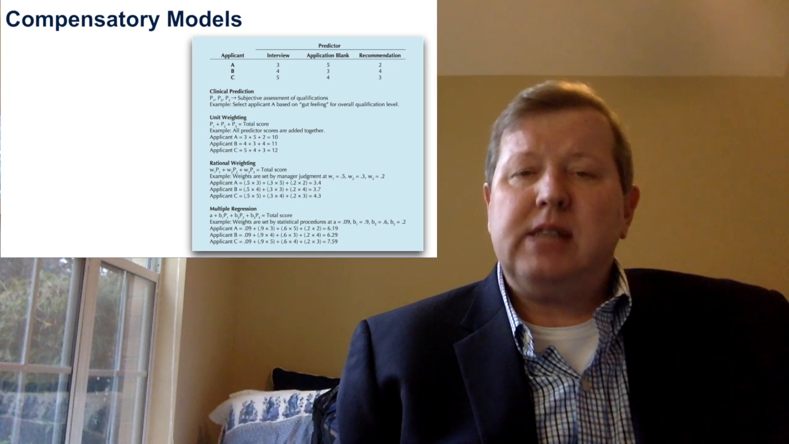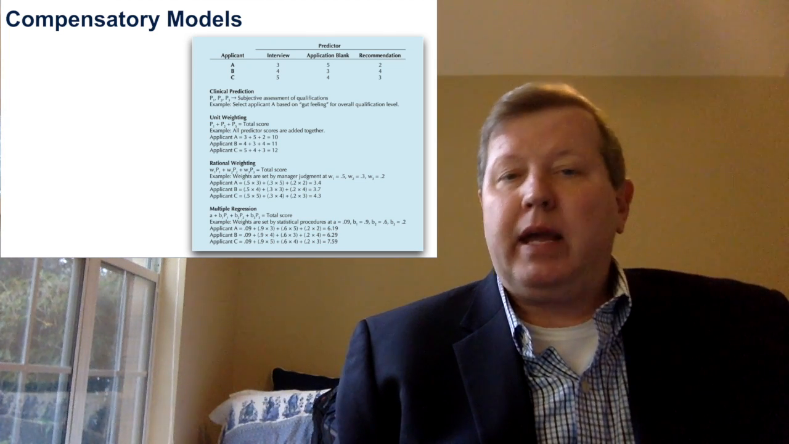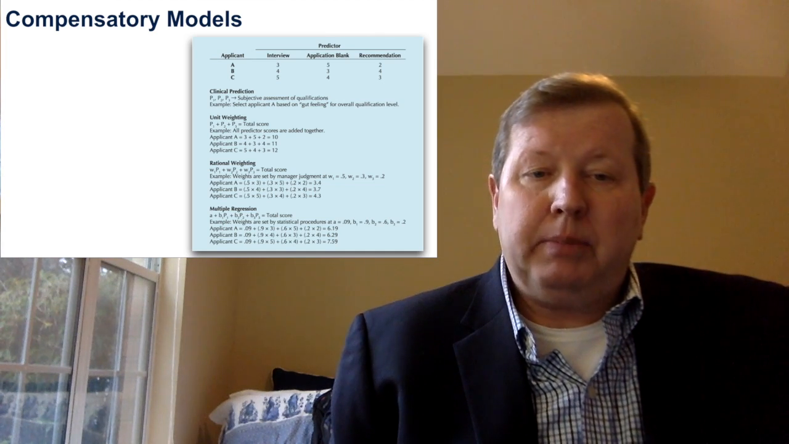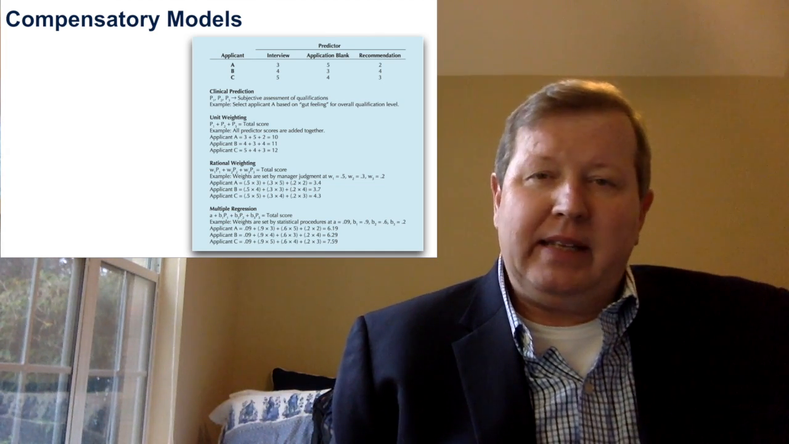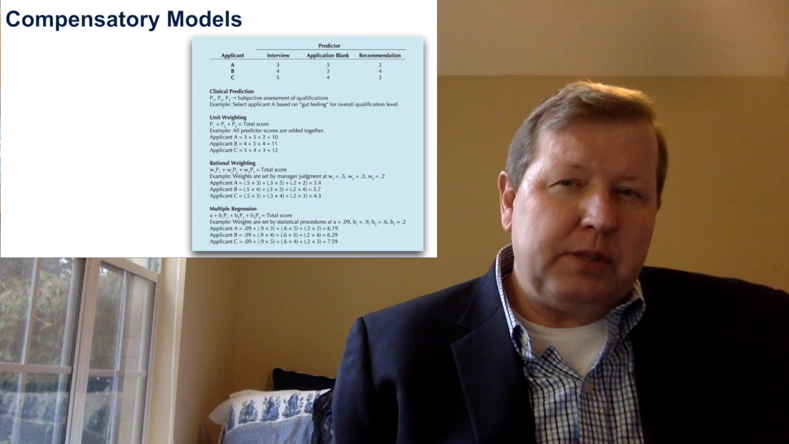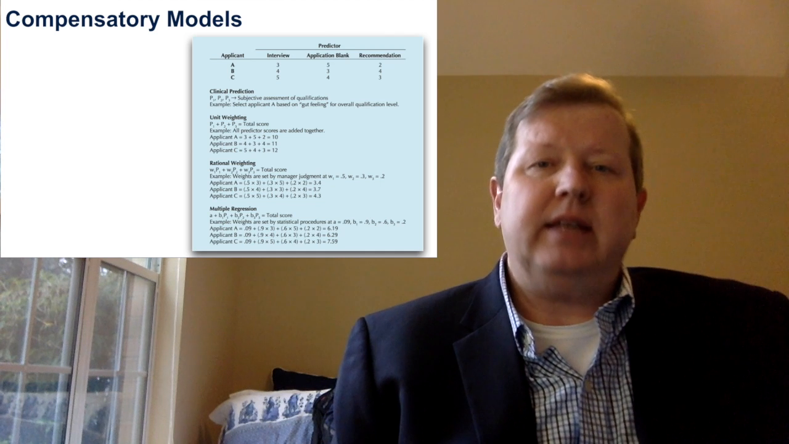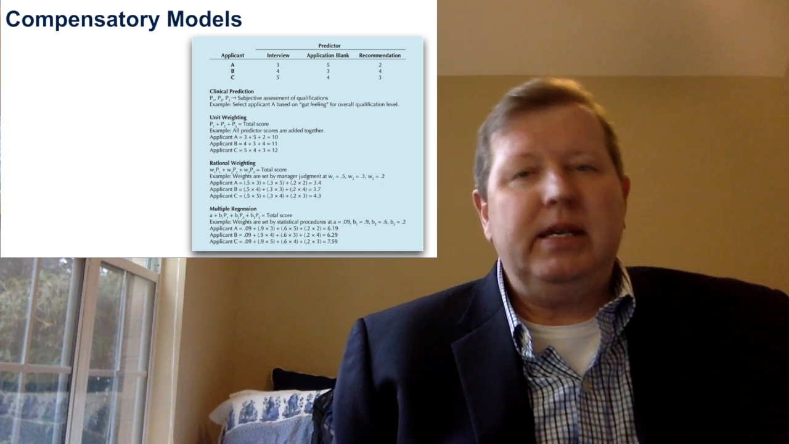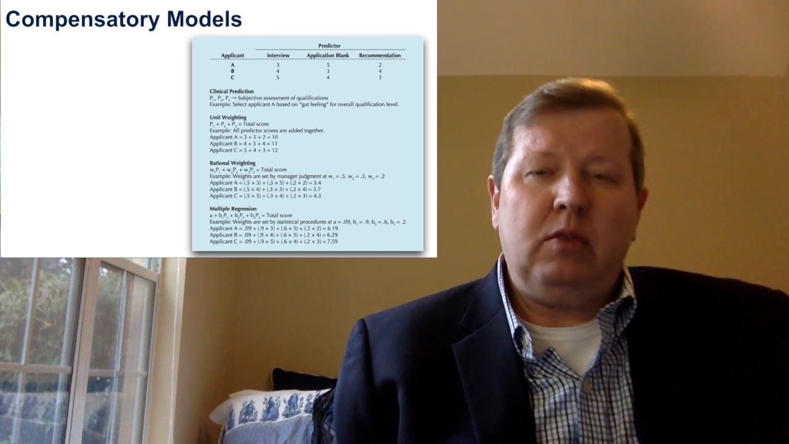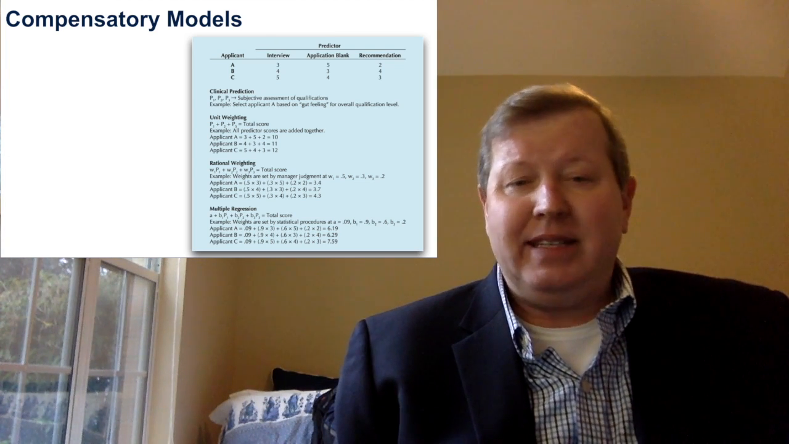So here you can see on this example before you, we have three predictors. We have an interview, an application blank, and a recommendation. So one thing that we might do is what's called a clinical prediction. And this really still goes back to a manager's gut feel. So they look at these scores and then they say, okay, I'm going to go with this candidate. Again, I'm not really in favor of that because, as I've mentioned previously, we're not very good rational decision makers. Our emotions get in the way and cloud our judgment. I prefer, as much as possible, to bank it on the data.